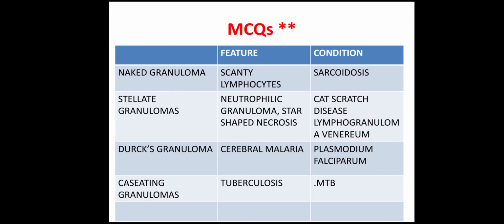Now certain points which are important for the MCQ. So in sarcoidosis, we see naked granulomas with scanty lymphocytes. Stellate granulomas seen in cat scratch disease, and neutrophils are seen in this disease, and the necrosis is star shaped. Then Dürck's granuloma, it is caused by Plasmodium falciparum and seen in cerebral malaria. And caseating granuloma, most important, they are seen in tuberculosis.